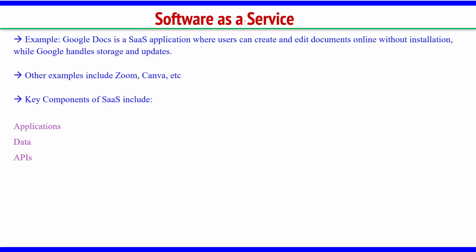So the best example of software as a service is Google Docs. You can create documents, edit, add some content, delete, without installing Microsoft Word software. It's already readily available to us. Other examples could be Zoom, Canva. For video calling or online meetings, we use Zoom. It's a readily available software service. You're just creating an account and using it. You're not designing it. So this is an example. The components could be application, data and APIs. Only the application part, the data part, the API part comes into picture of software as a service.